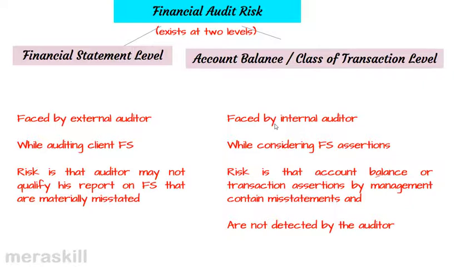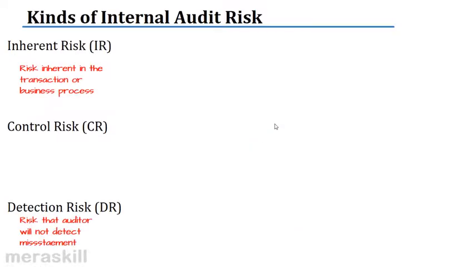Of course, we are considering the audit risk of the internal auditor. Now, the kinds of internal audit risk may be inherent risk, control risk, and detection risk. Let's just understand this first. What is inherent risk? The risk which is just there in the transaction or business process. Control risk is the risk which is there due to poor internal controls. And detection risk is the risk that the auditor will not detect the misstatement.